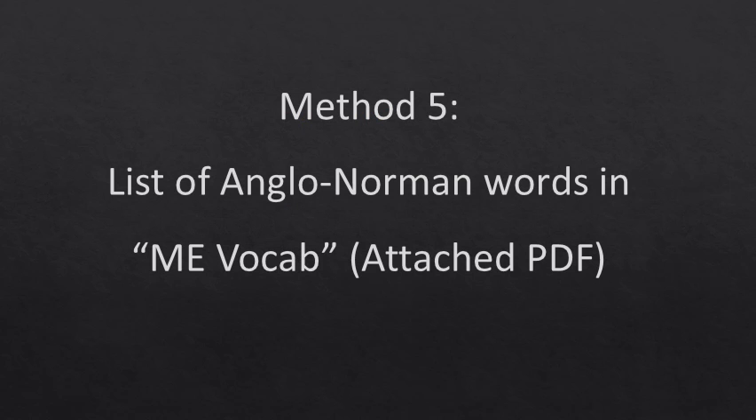Method 5 is the simplest of all. I'm going to give you a short reading to do along with this lecture, which I will end shortly. And it is hardly even prose. It's almost just a list of words which are in fact Anglo-Norman loanwords in Middle English.